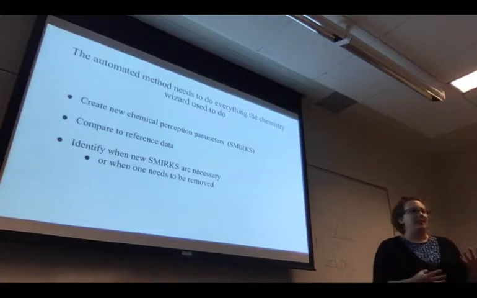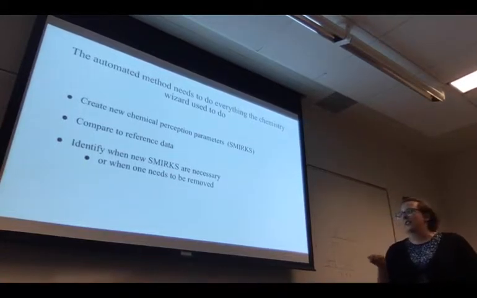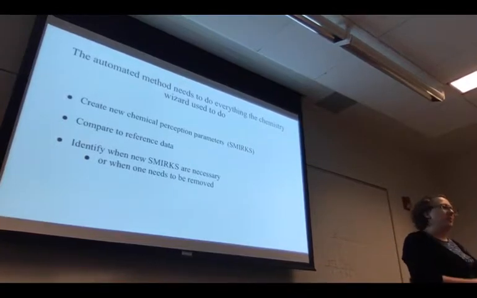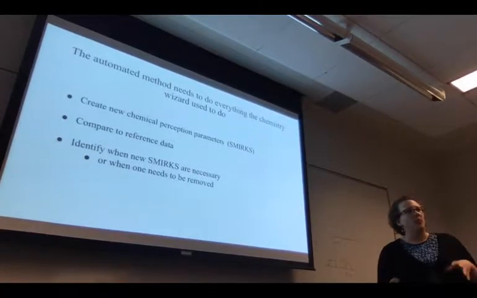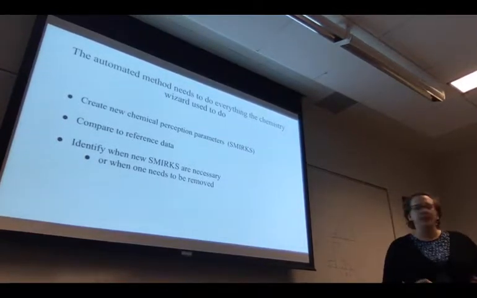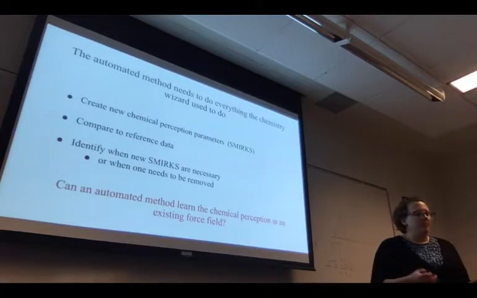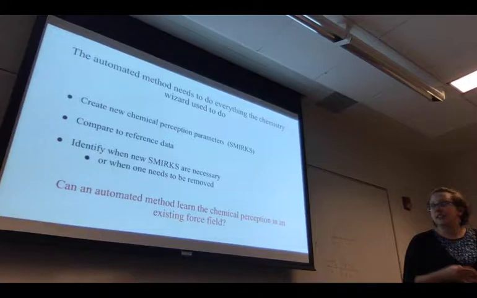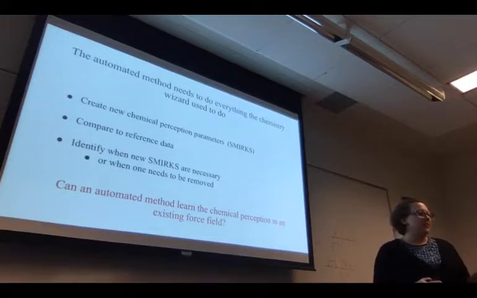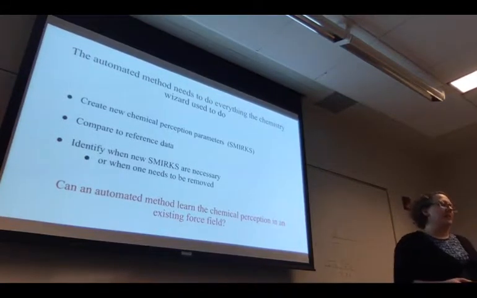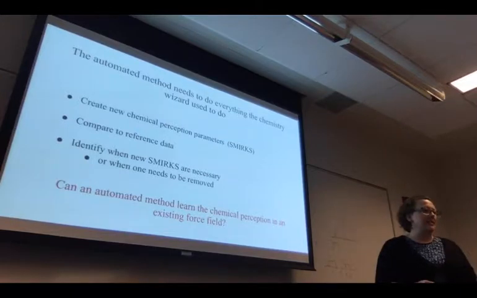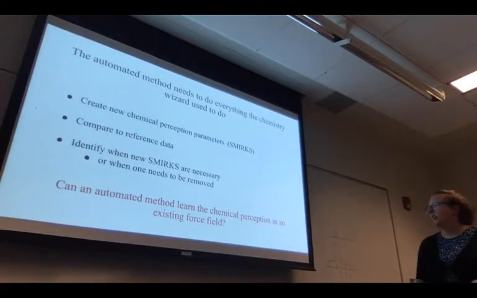It needs to be able to compare to reference data and make decisions about whether you need new chemical perception, or whether there are more parameters than what we actually need to represent the data you have. As a first step, we decided to test this process and compare it to reference force fields. Can we generate the same chemical complexity that exists in SMIRNOFF99Frosst or in Parsley?